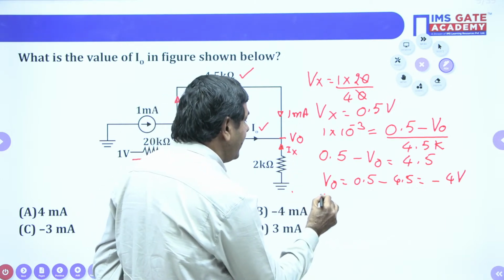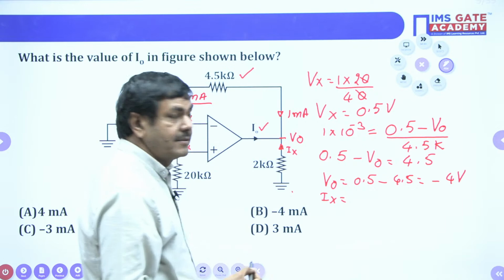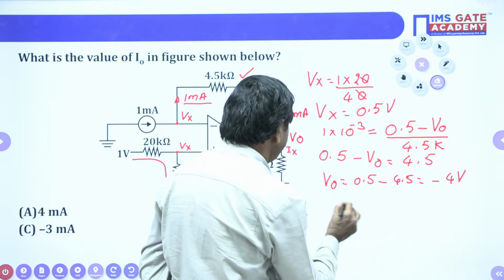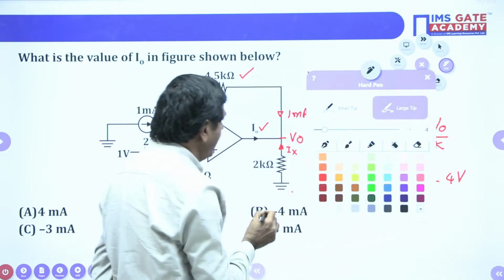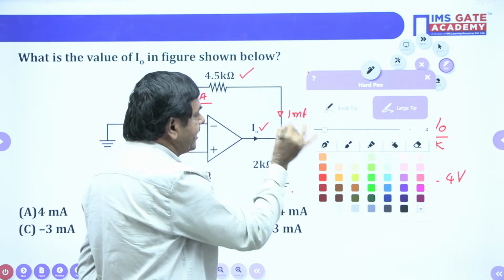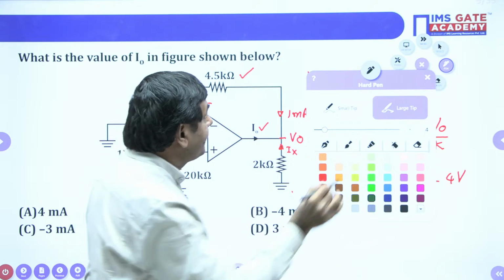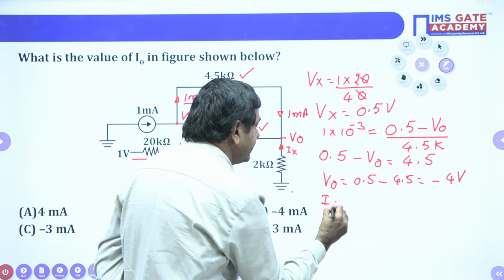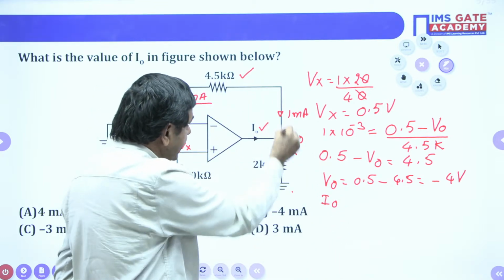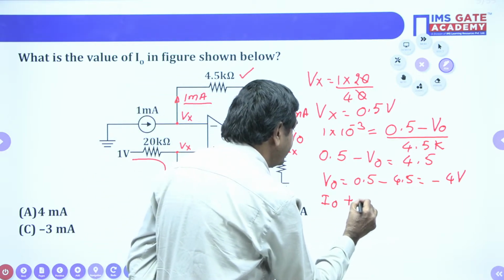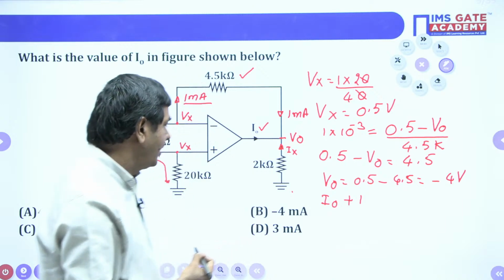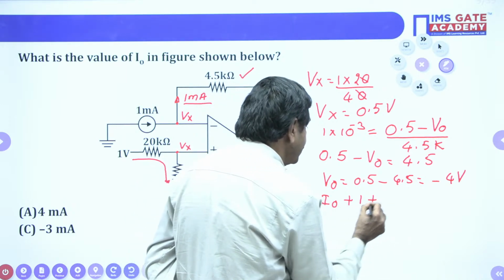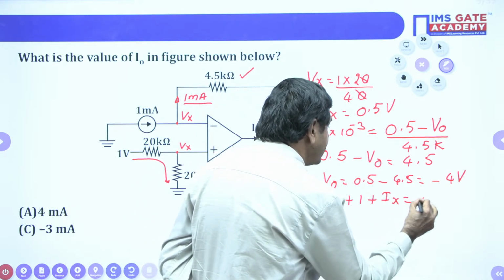What is Ix? Or directly we can find it, no problem. Ix also is not required, still we can easily find it. Directly we can find: this current plus this current plus this current equals 0. According to nodal analysis, the summation of all the currents equals 0. We know very well this current is I naught. The current which comes from this side is 1 milliampere. And also plus Ix. The summation of all these currents equals 0.